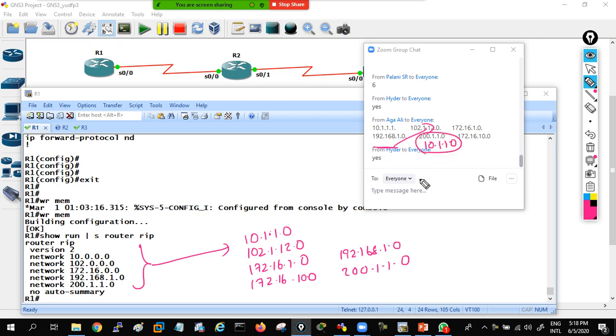10.1.1.0. Whenever you type no auto summary, it will show you all the networks individually, as in other routing protocols. In case you don't type that, it will show you like this only. Why? Because by default it does summary.